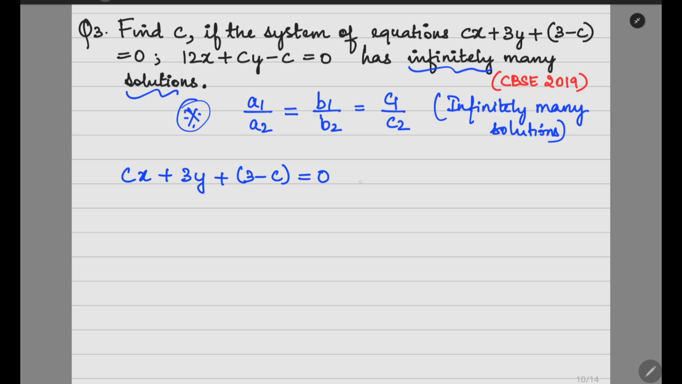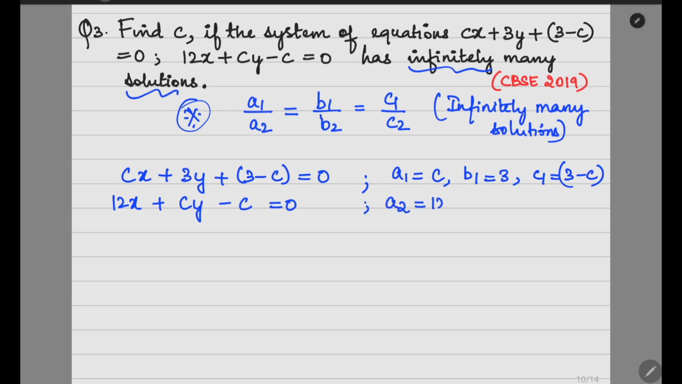Let us write what is a1. In this particular first equation, a1 is nothing but the coefficient of x, that is c. Your b1 is nothing but 3, and your c1 is nothing but your constant, that is 3 minus c. The second one is 12x plus cy minus c equal to 0. What is a2? The coefficient of x, that is 12. Your b2 is c, and your c2 is minus c. Make sure you include the negative sign as well.